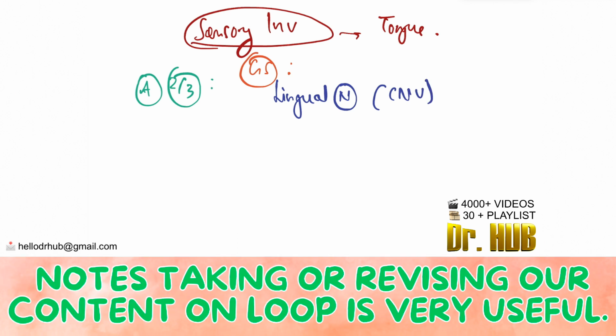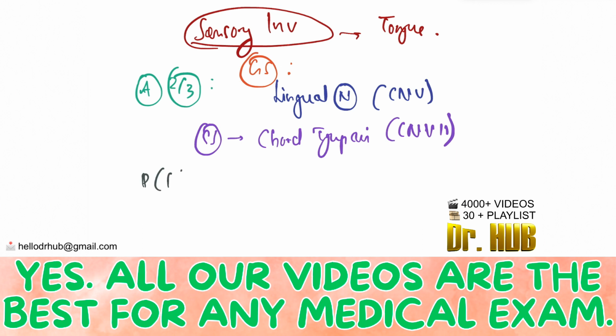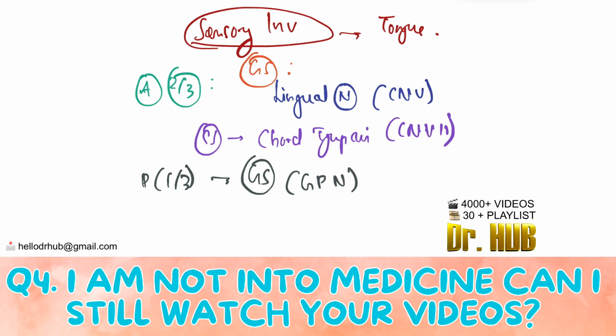And what is the special sensory? The special sensory, SS, is going to be the chorda tympani. Chorda tympani is nothing but the CN7. Next we look at the posterior one-third. The general sensory is going to be the glossopharyngeal nerve, which is nothing but the CN9.